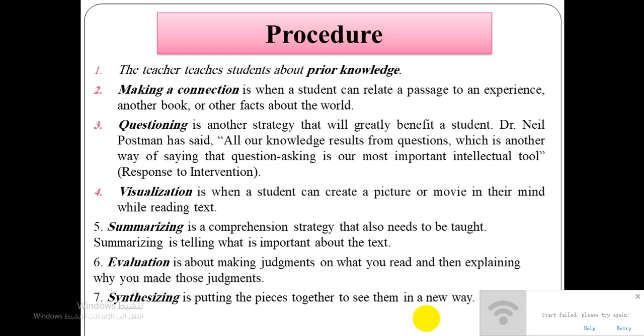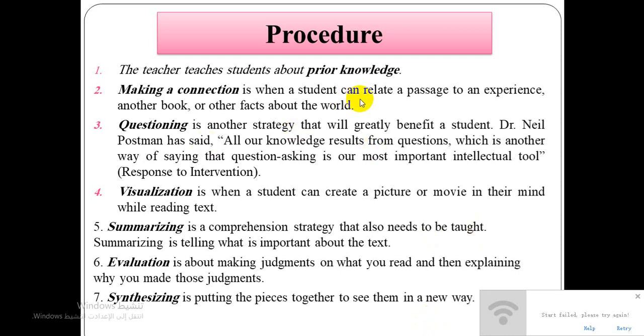Prior knowledge is using what you already know to help understand something new, to help students comprehend and learn from a specific reading material. They can access their prior knowledge on a subject to help them relate to the subject they are learning at the moment. The second procedure is making a connection, which is when a student can relate a passage to an experience, another book, or other facts about the world.